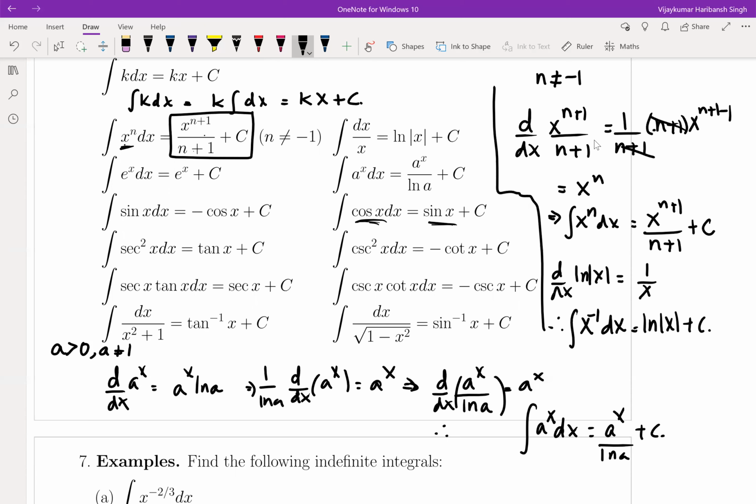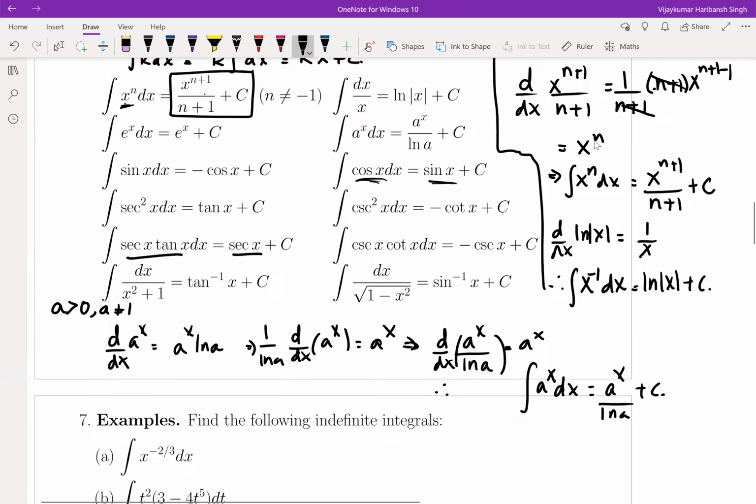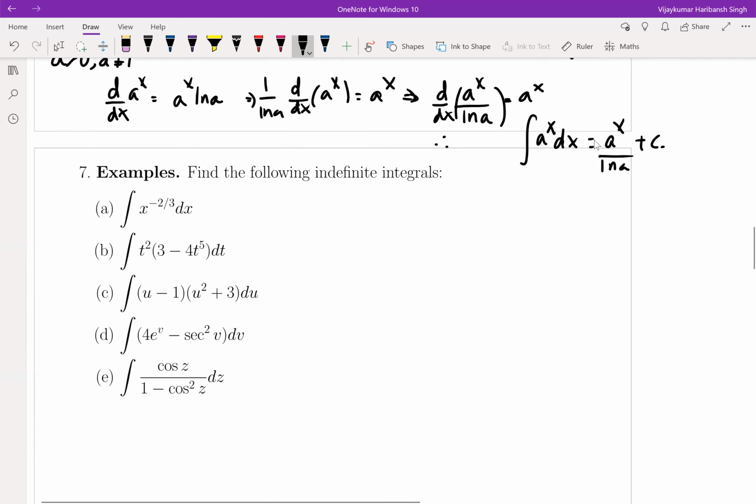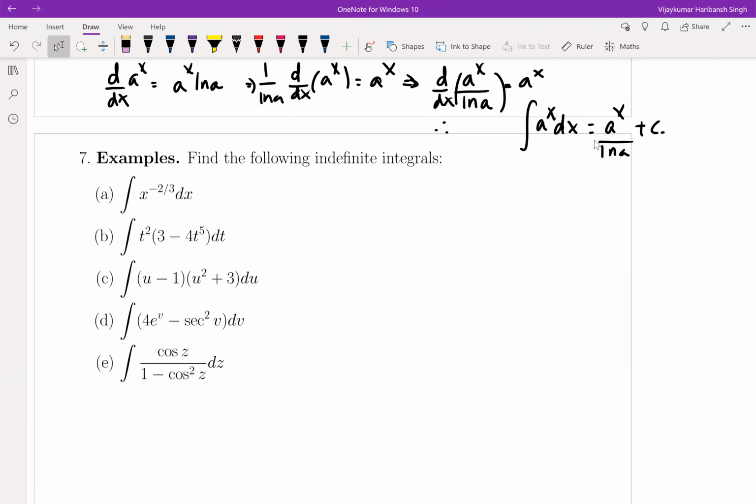Derivative of tan x is secant square x. So integral of secant square x is tan x plus c. Derivative of secant x is secant x tan x. So therefore, integral of secant x tan x dx is secant x. Okay, so on and so forth. So these are the opposite of, so the integral is the opposite of the derivative, and we have already seen these things before. So let's try to find out the following indefinite integrals.